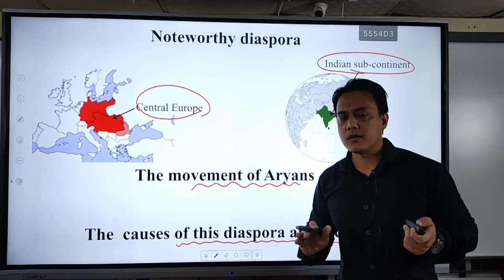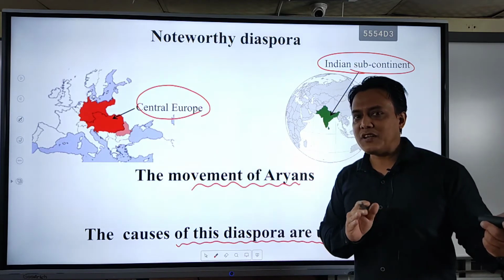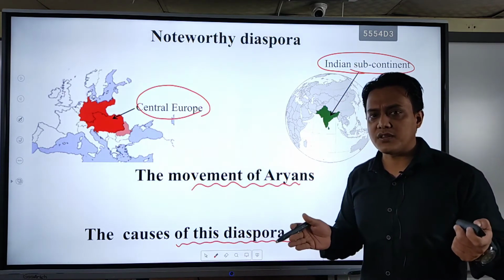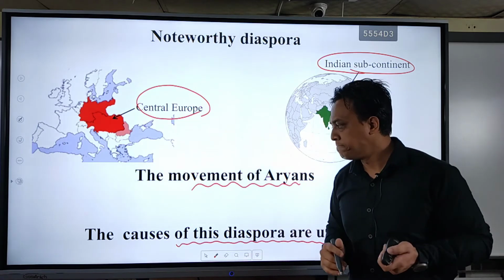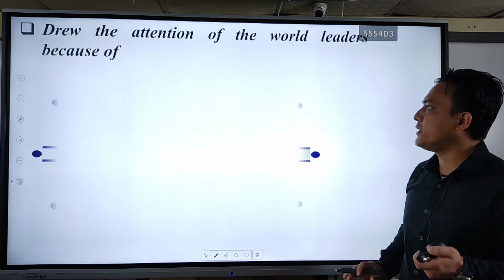The causes are not clear. This information has also been represented in the previous slide. The reason of Aryan diaspora is not clear. That means the causes of this diaspora are unclear.